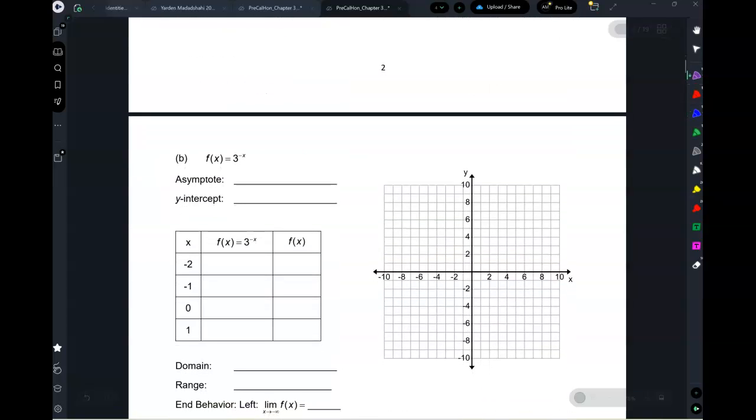All right, 3 to the power of -x. Okay, remember this is decay, right? Remember we can write this as 1/3 to the power of x. It's decay. So the asymptote is, again, y equals 0. The y-intercept, f of 0, is 1. You can either write it like this or you can write it like this.